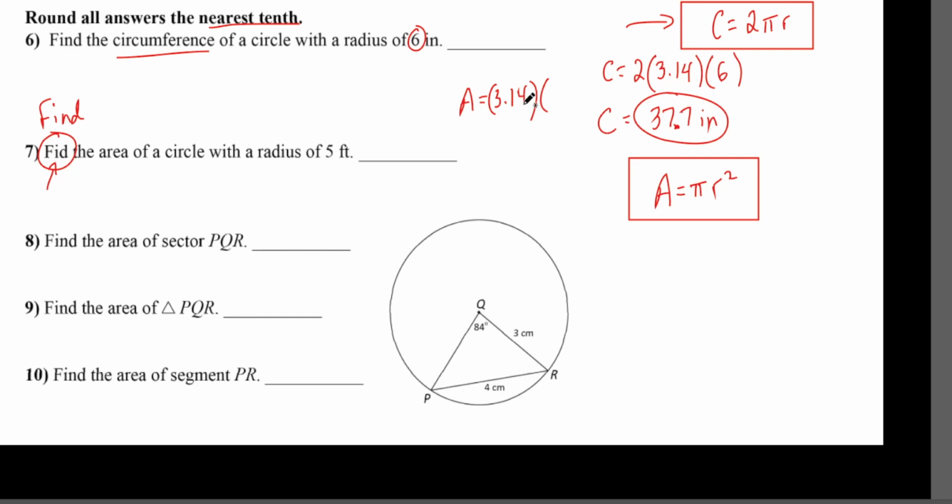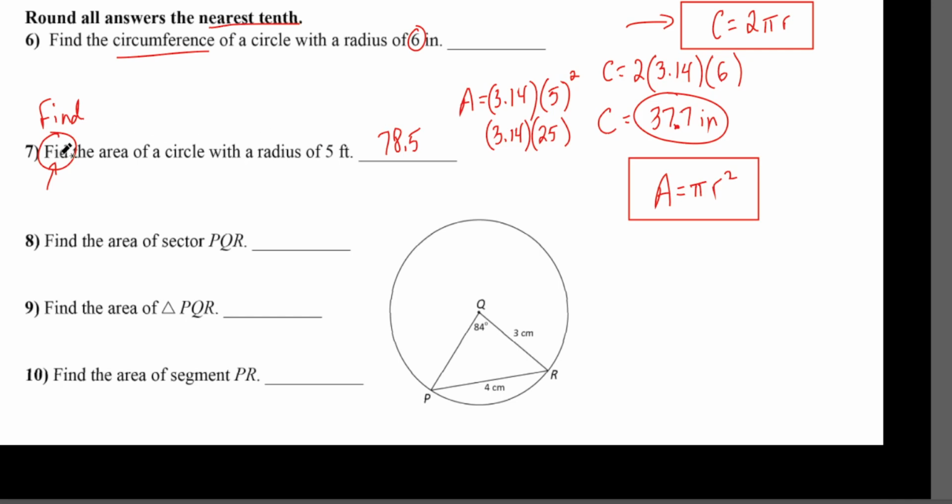Okay. So it's 3.14 times what? 5 squared. What is 5 squared? It's 25. So you're going to go 3.14 times 25. You're going to put that in the calculator. And then you're going to round it to 1 decimal place, the nearest tenth. And so that is 78.5.